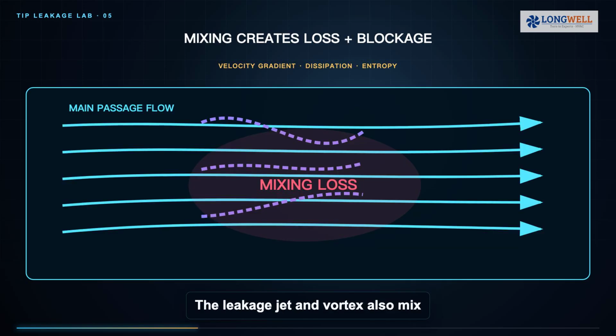The leakage jet and vortex also mix with the main flow. That mixing creates velocity gradients, entropy generation, and a region that can behave like aerodynamic blockage near the casing. The consequence may include lower pressure rise or efficiency, but there is no universal loss percentage. A small geometric change can matter differently at design flow, throttled flow, and high flow operation.